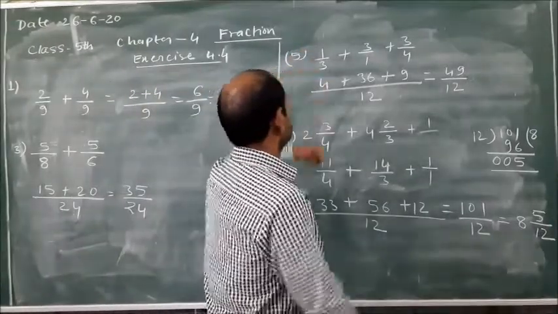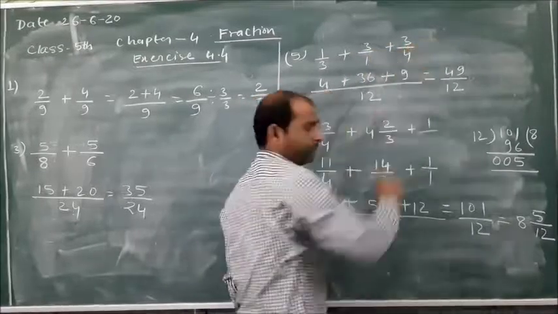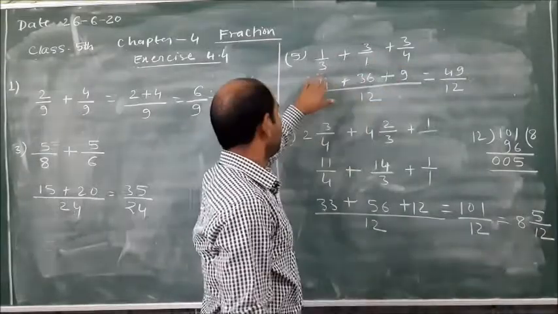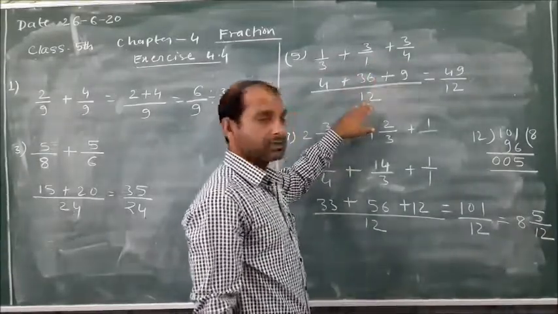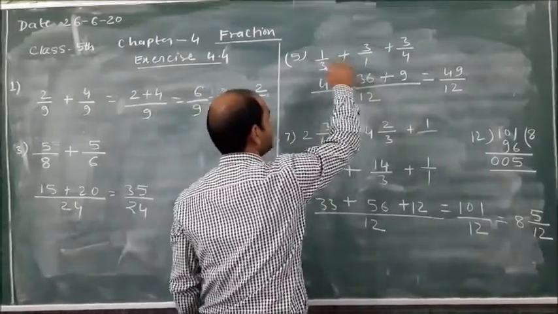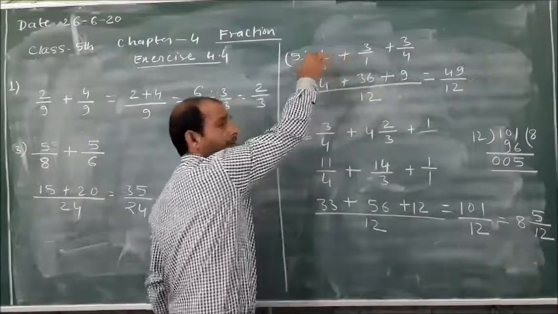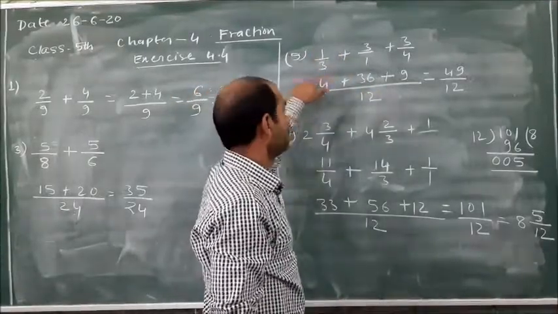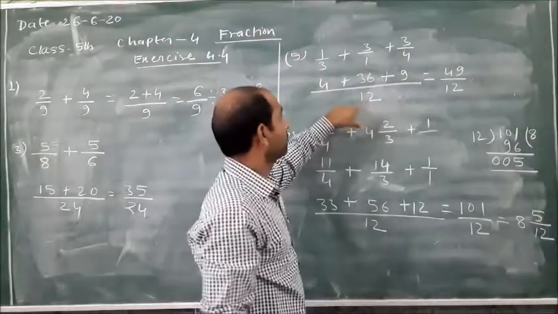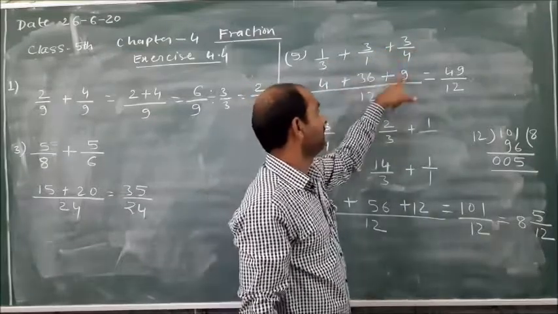Now the next question, 1 upon 3 plus 3 upon 1 and 3 upon 4. So we take the LCM of 3 and 4. The LCM of 3 and 4 is 12. First we divide 12 by 3, which gives 4, and 4 multiplied by 1 equals 4. 12 divided by 1, the answer is 12. 12 times 3 is 36, 4 times 3 is 12, 3 times 3 is 9.